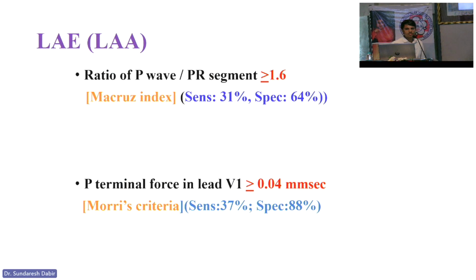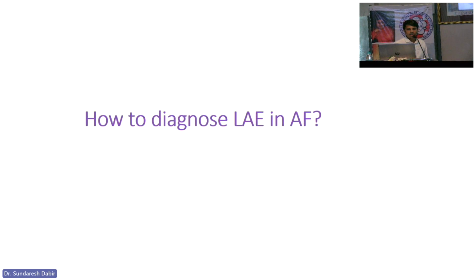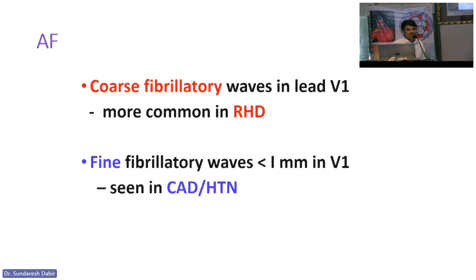So how to diagnose left atrial enlargement in a patient with AF? In RHD, the presence of AF itself is suggestive of left atrial enlargement, and a coarse AF fibrillatory wave of more than 1 millimeter in V1 may be suggestive of LA enlargement in RHD. The coarse fibrillatory wave in V1 is more common in RHD, and if the fine fibrillatory wave is less than 1 mm, then there may be hypertension or CAD.